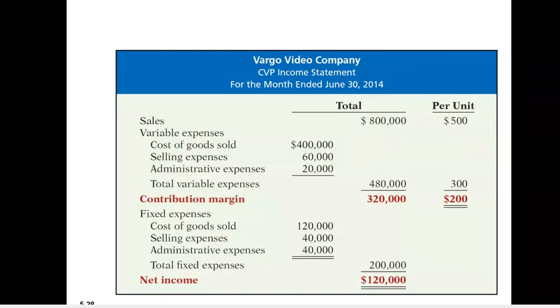That is, we look at the variable expenses, the cost of goods sold, the variable selling, and the variable administration. We totaled them up. They're 480. Now, because they're a variable expense, they're going to change in total in direct proportion with changes in the level of activity. The fixed cost will not. The portion of cost of goods sold that is fixed is 120. The portion of selling expenses that is fixed is 40, and admin is 40. So the total fixed is 200.